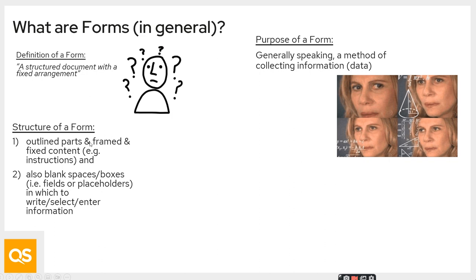We want to outline particular parts and have fixed content as instructions to the form taker in part one. And then in part two, we want to allow for blank spaces, boxes, fields, where the form taker can write, select, and enter information. Here's a very basic example of a form, a contact us form.